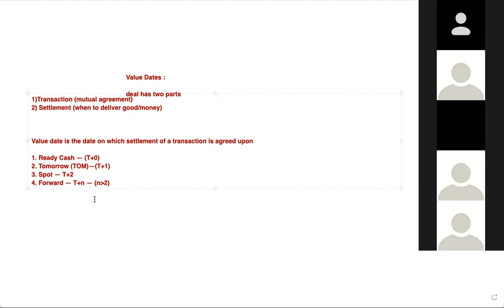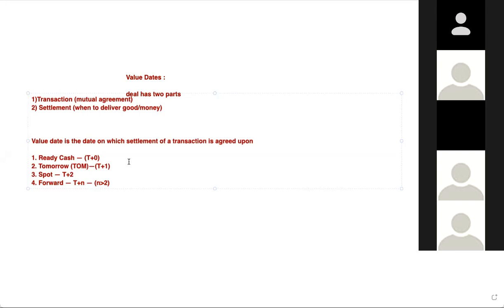Forward day. Now, supposing, just an example, one of the students asked me in one of the batches, supposing I transact in spot market and I make the payment in forward market. Will it be called a spot market transaction or forward market transaction? It cannot happen. When you're agreeing itself, you specify, is it going to be a spot market or forward market?